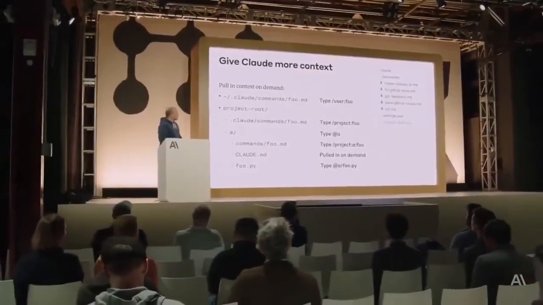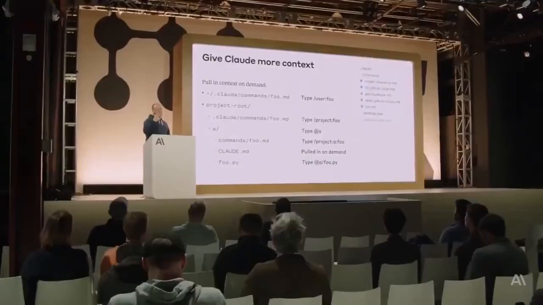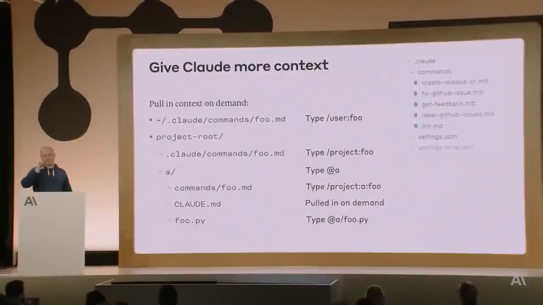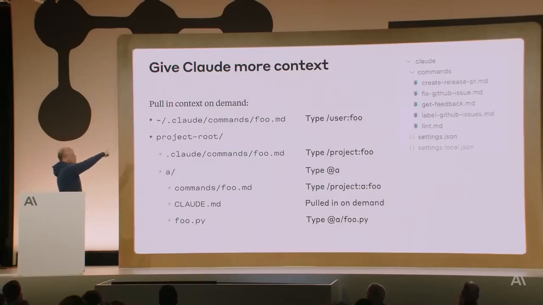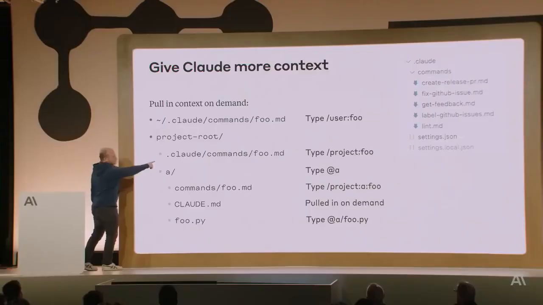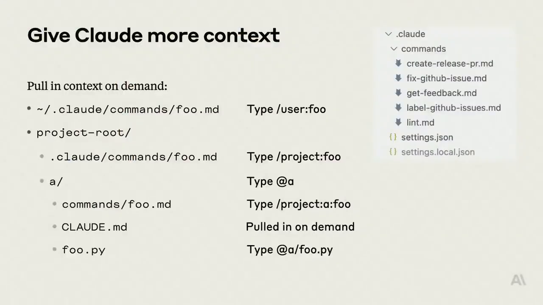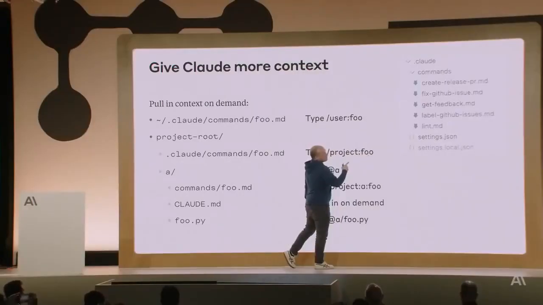There's a ton of ways to pull in context. I actually had a lot of trouble putting this slide together just to communicate the breadth of ways you can do this. But CLAUDE.md is pulled in automatically. You can also use slash commands. This is .claude/commands, and this can be in your home directory, or it can be checked into your project. And over here, we have a few examples of the slash commands that we have in Claude Code itself.